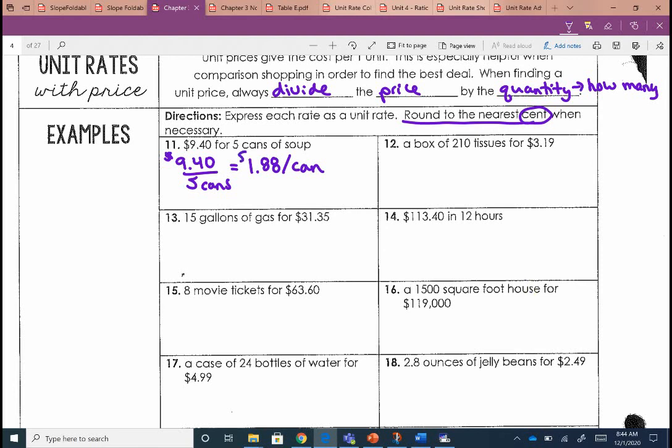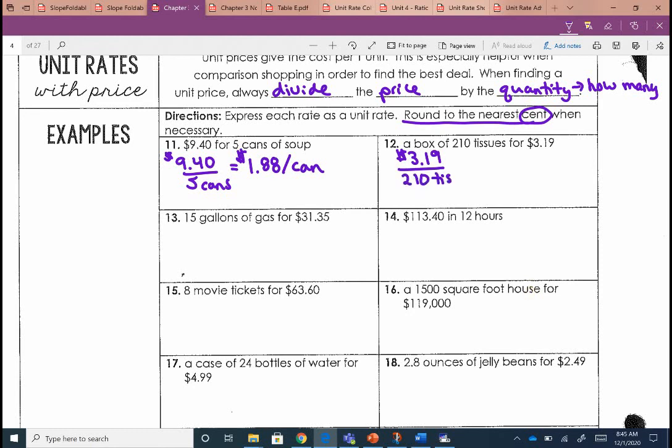If I have a box of 210 tissues, and maybe I want to compare it with a box that has 500 tissues, and I want to know what the better deal is, I need the price per tissue. So we have to be careful. It's like we saw in numbers 9 and 10. I can't just take the first number divided by the second number. I need to make sure the labels make sense. I want price per tissue, not tissues per dollar.